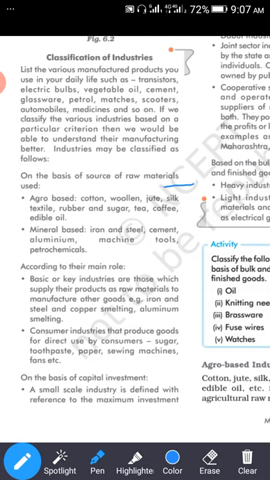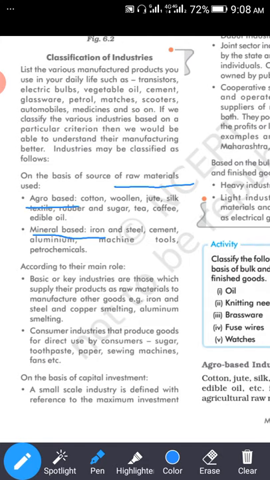So on the basis of raw material, how many categories? Two categories, agro based and mineral based. Write the question. Yes, ask the question. Four? Yes, of course, four types: forest based, animal based, mineral based. Yes, on the basis of raw material. But here only two categories.